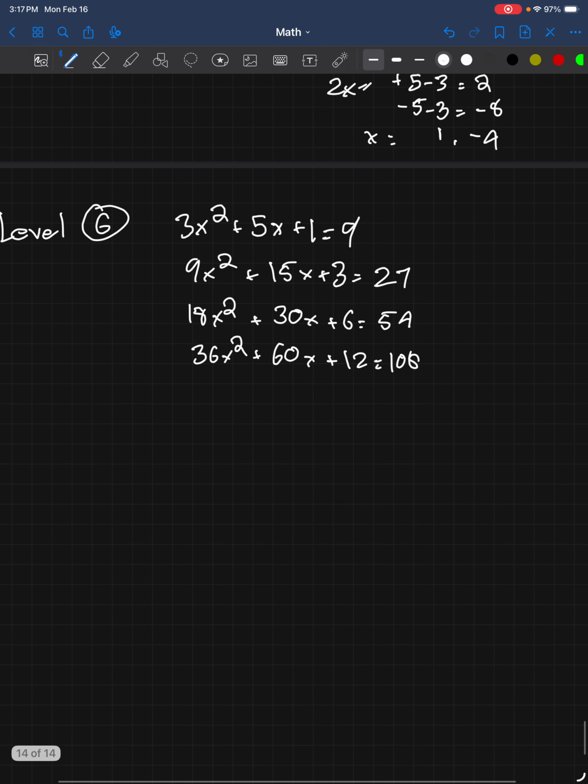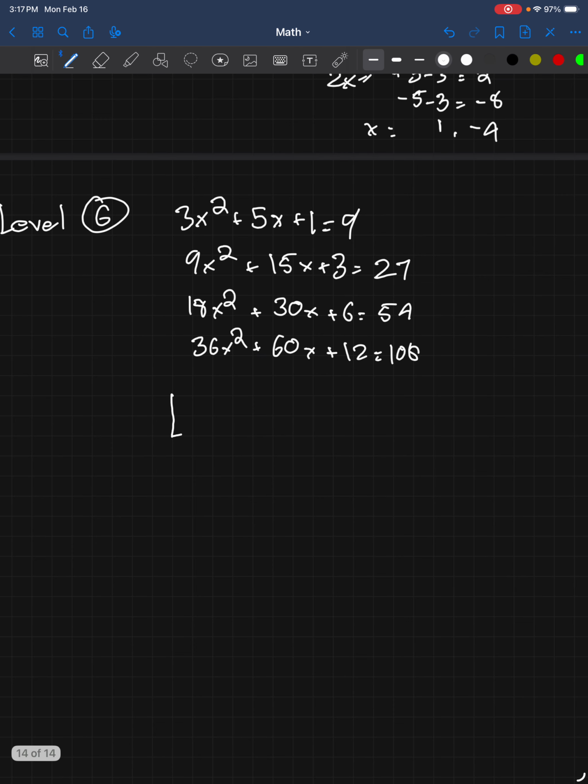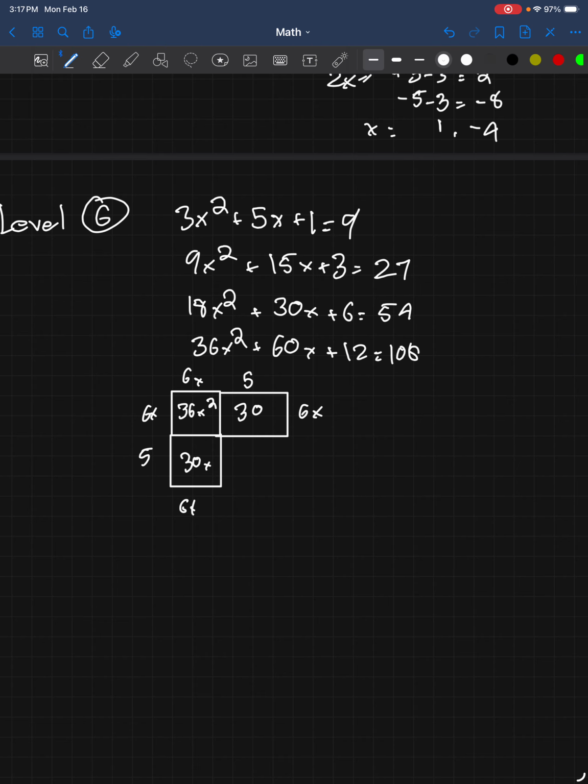So now we draw our square again. This is 6x, so this has to be 5, because we want to make this 30. This is 6x, 5. This is 36x squared. This is 30x. This is 30x. These two add up to 60x. And now this is going to be forced. This is 5, this is 5, this is 25. So we got to add 13 here, so 25.